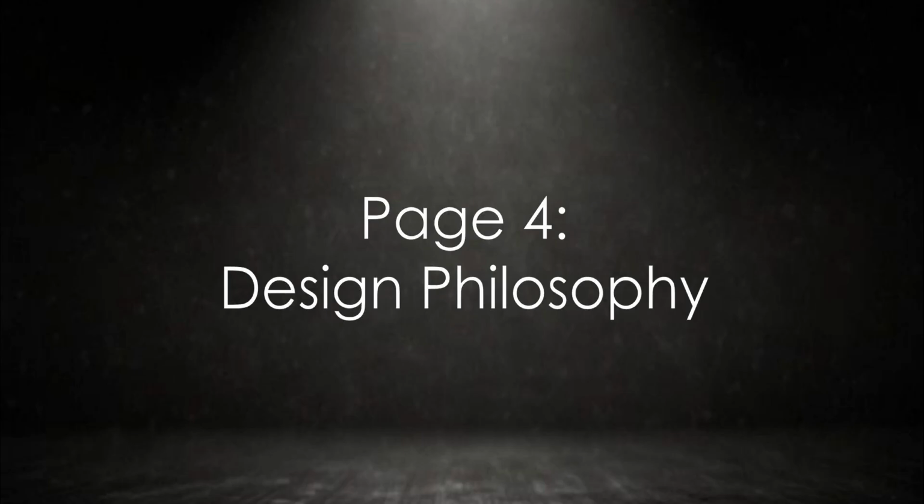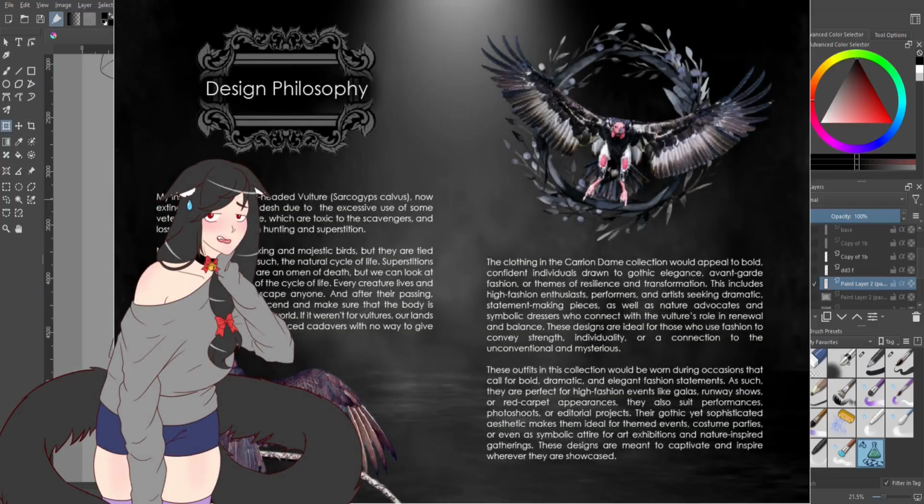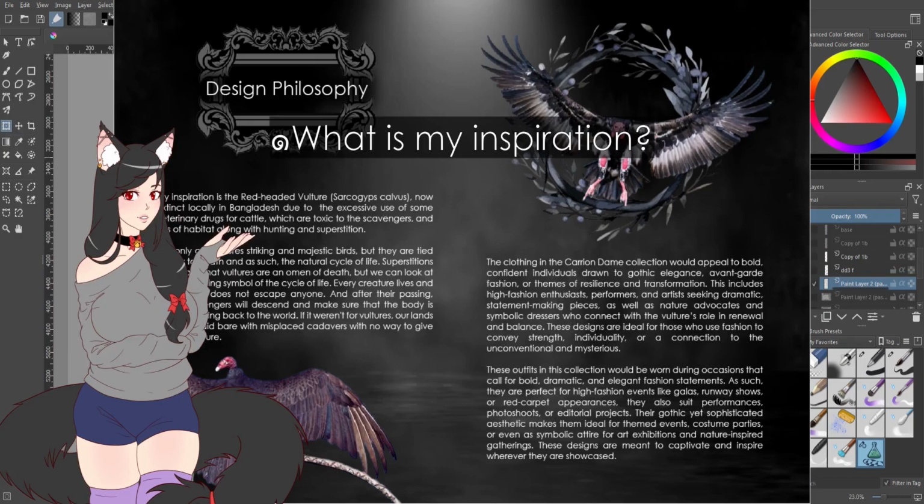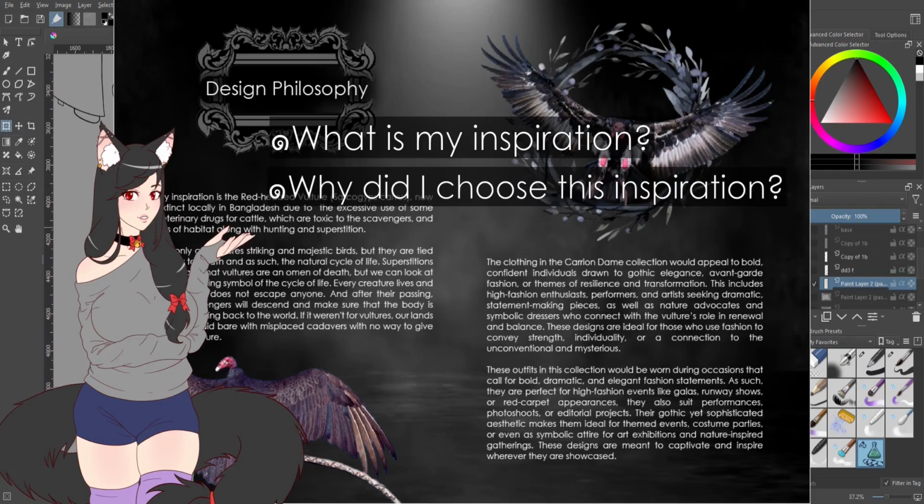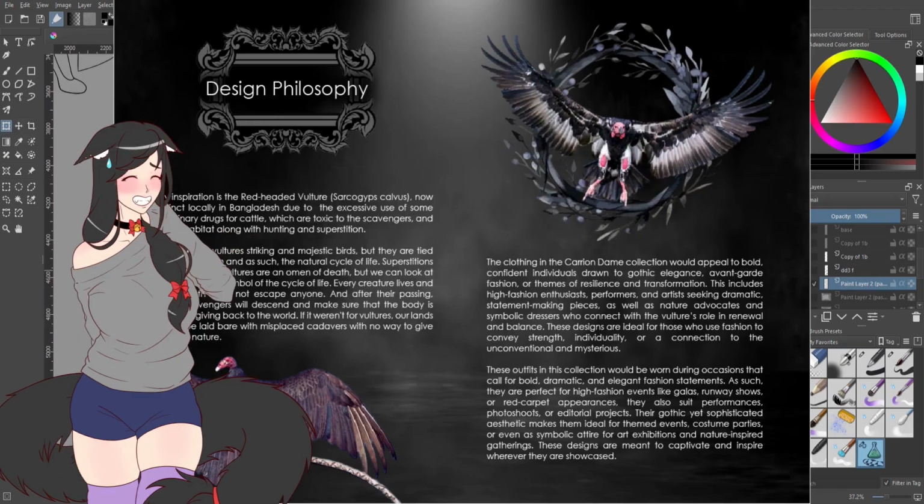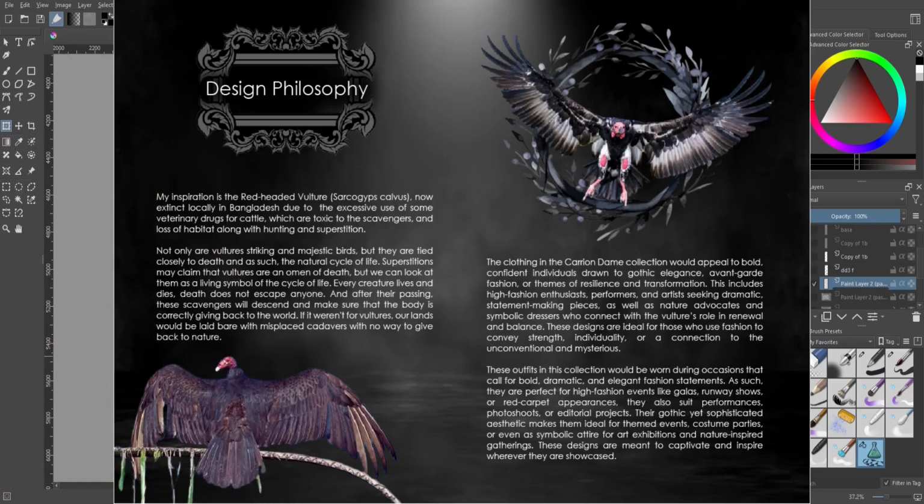Page 4, Design Philosophy. This is the boring part, so to speak. I had to pretty much write an essay illustrating these 4 questions about my design and my theme. What is my inspiration? Why did I choose this inspiration? Who is my target audience and when can it be worn? I will just scooch over here. Feel free to pause and read over it.